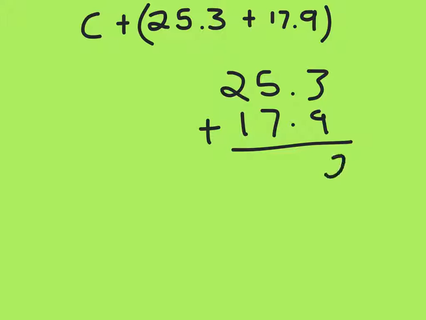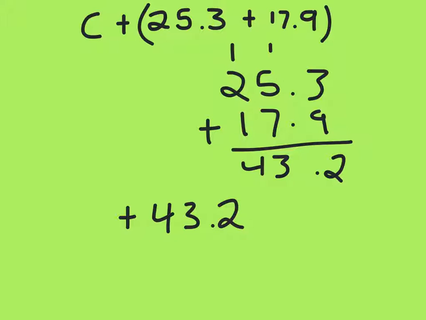Remember, keep your decimals in a line. 9 plus 3 is 12. Carry the 1. 7 plus 5 is 12. Add the 1 is 13. There we go. And then you have to carry the 1. And once you carry the 1, you have 2 plus 1 is 3 plus 1 is 4. So we have 43.2, and don't forget we have the C. So our answer should be C plus 43.2.